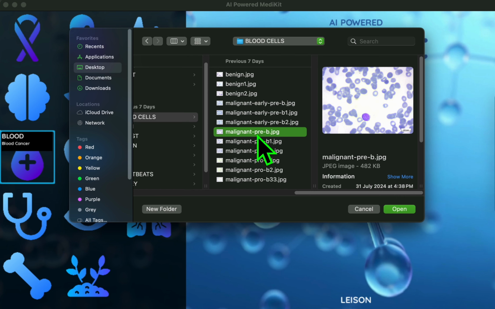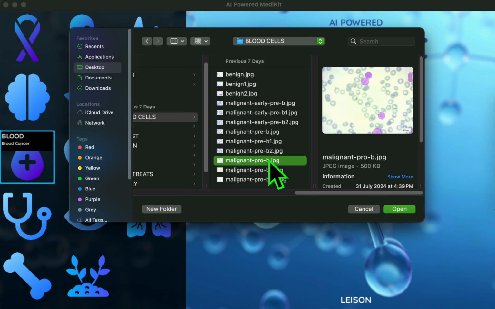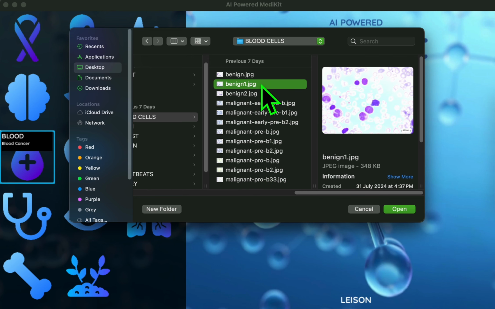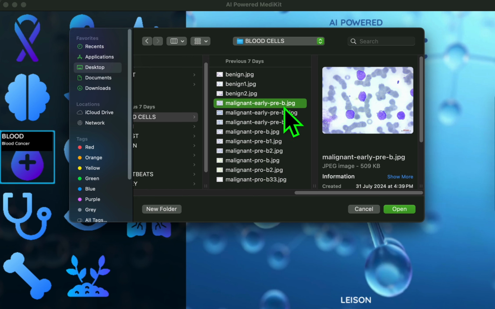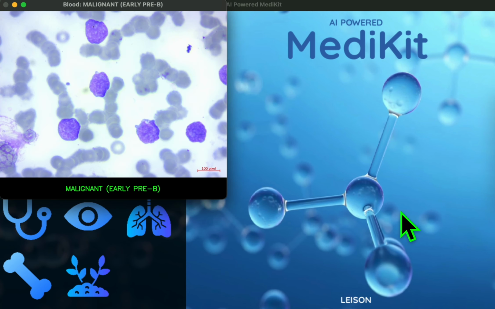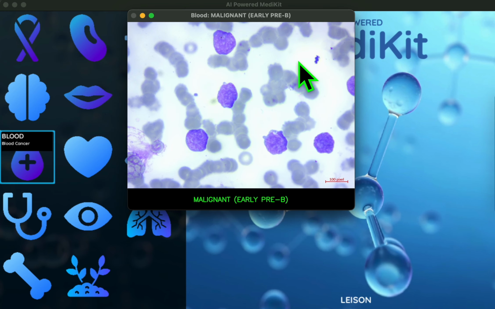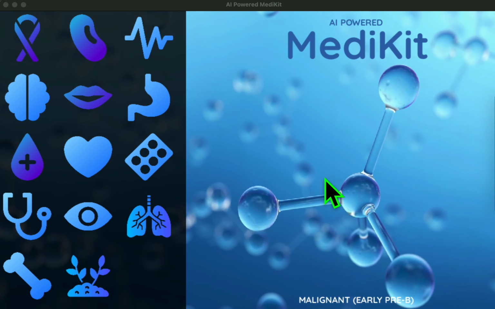This is malignant pre-B. This is pro-B. These are stages. So benign is a beginning stage, malignant is a stage after that. So we can control based on this finding. By incorporating these into a medical system, we can make it so efficient. It can actually avoid some manual errors.